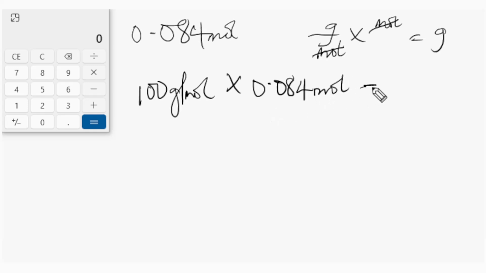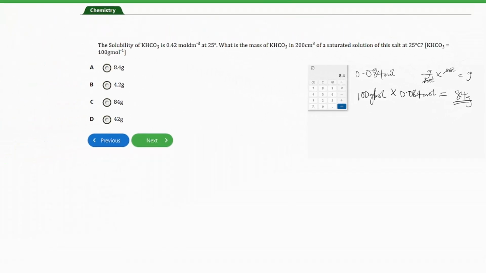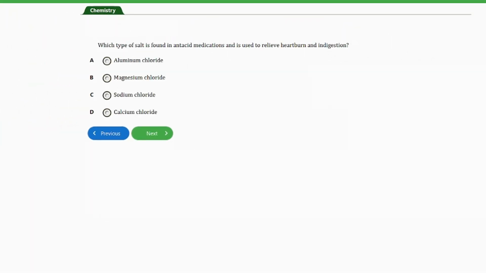So guys, when we multiply this out, let's see what we'll have. 100 times 0.084, and that's 8.4 grams. So guys, that's the answer to this question, and that's option A. So let's quickly wipe this, and let's go ahead and check out the next question.